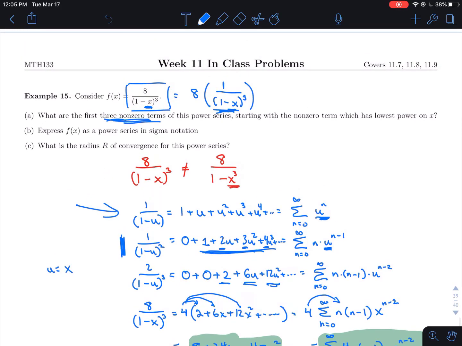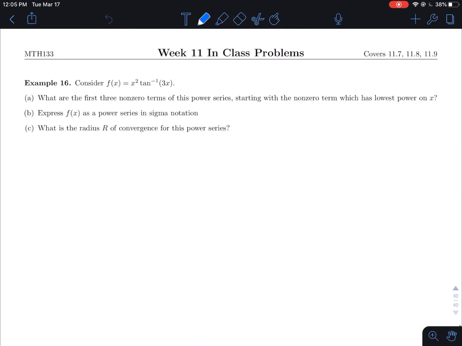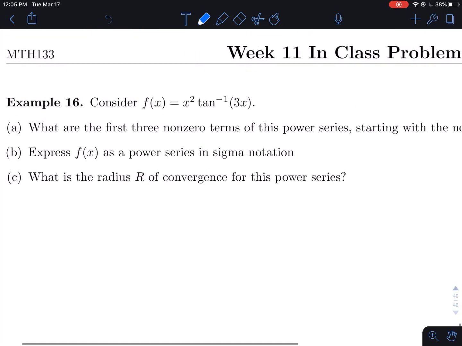All right, so that is our third problem. In today's class, we only have 4 problems, so we're 3 down, 1 to go. You see we're getting entire pages to write these things on. Here's the last one. x squared tangent inverse of 3x.